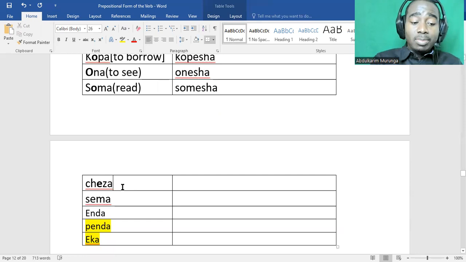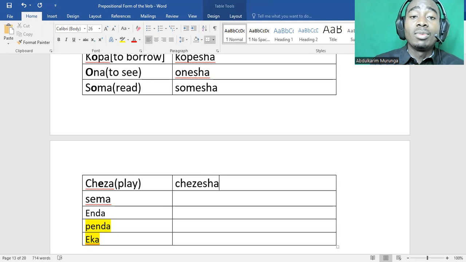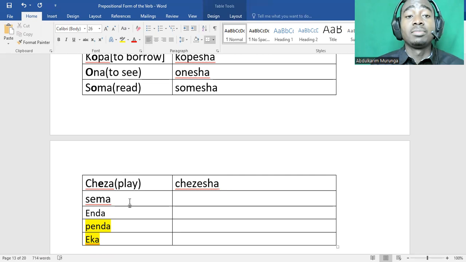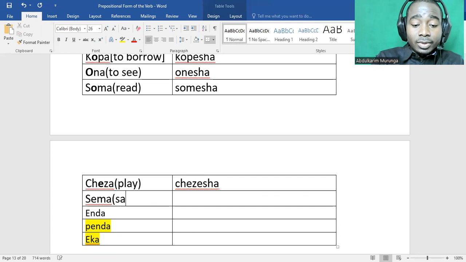Cheza, this is play. We have chezesha. It's to make someone play. Maybe a referee makes the game be played. So, refa anachezesha mpira. Anachezesha mchezo. Mpira is a ball. Sema, say or speak. So if you want to make someone speak, you say semesha.